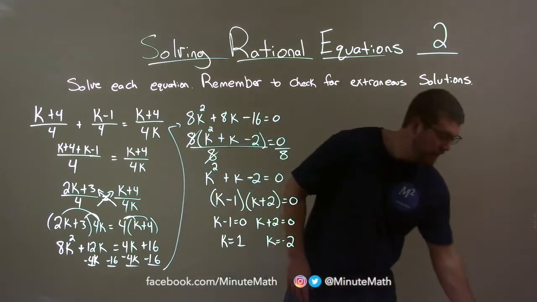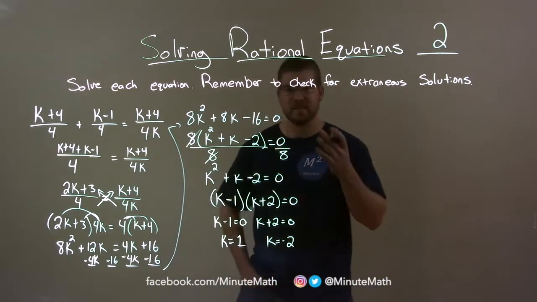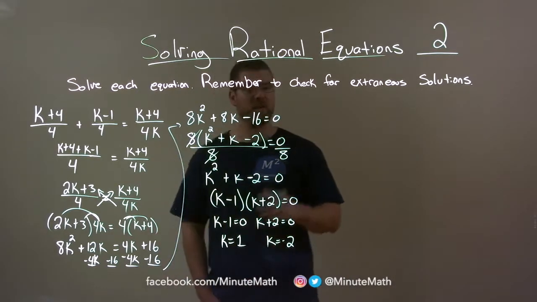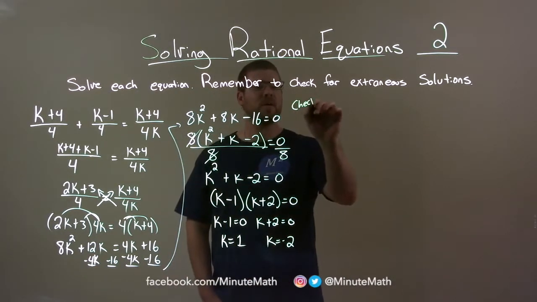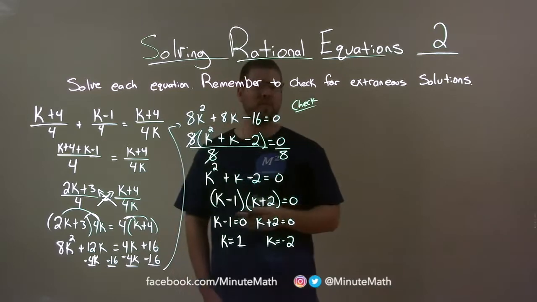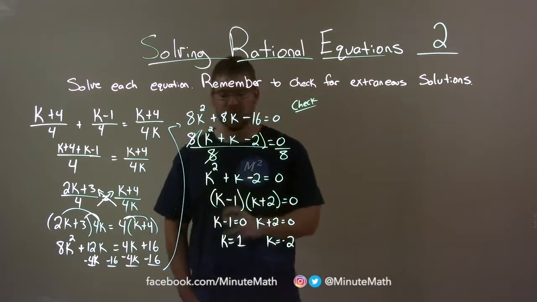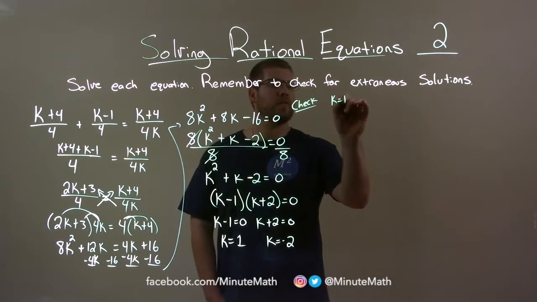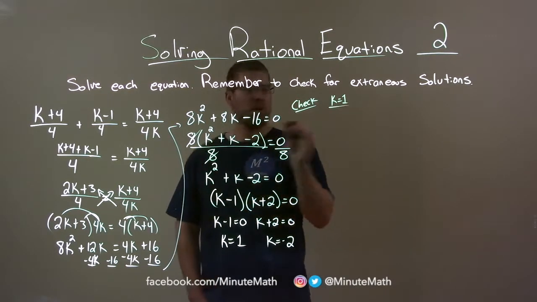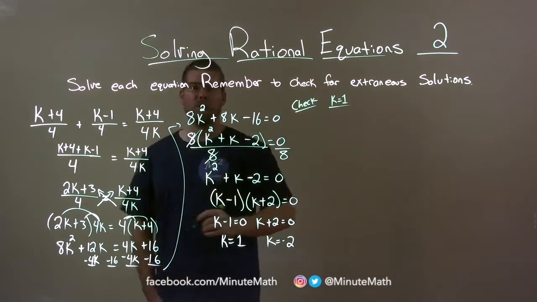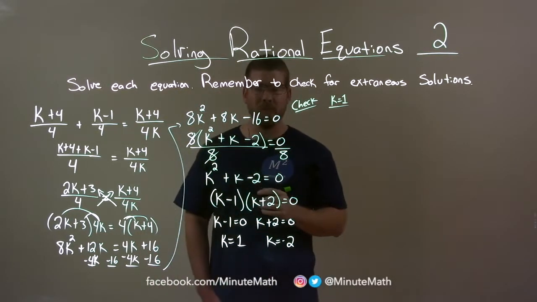Now, one thing though we have to check is for extraneous solutions, right? So we have our two answers here. We got to check it. They told us to. So what we do is we plug each one back into our original equation and see if it holds true. So we'll start with k equals 1. Every single time we see a k, we're going to put a 1 in for our equation.